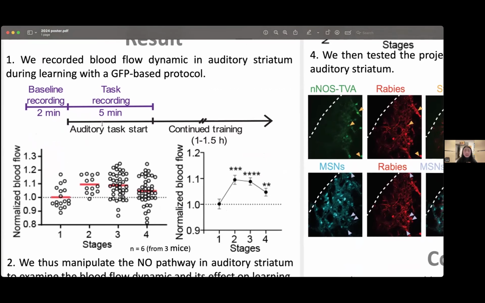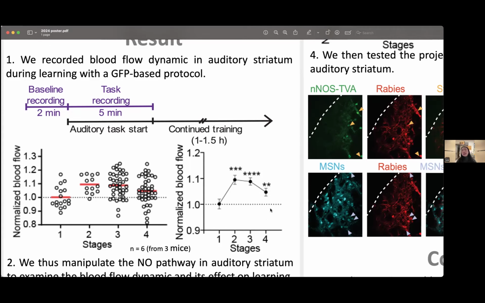So here we could see that if we separate the learning into 4 stages, which is the chance level stage, and the later learning stages until the last, which is the well-learned stage, we could actually see the blood flow starts with not that much increase triggered by task at the beginning stages. But as the animal reached the later stage, there is a task-induced blood flow increase in the auditory striatum. And as the animal keeps going towards the late phase, this blood flow starts to drop down gradually. So this is not a linear blood flow change.